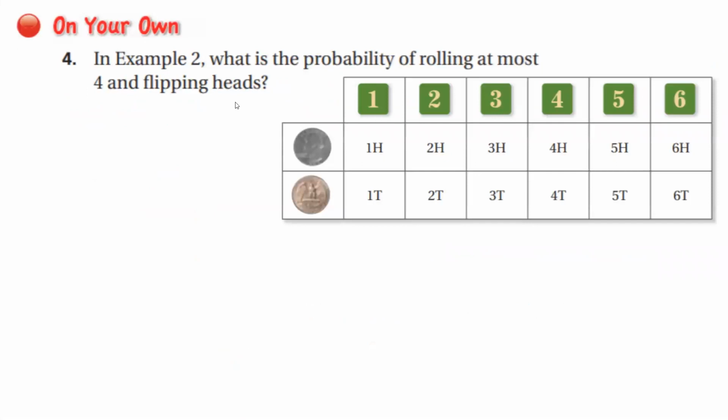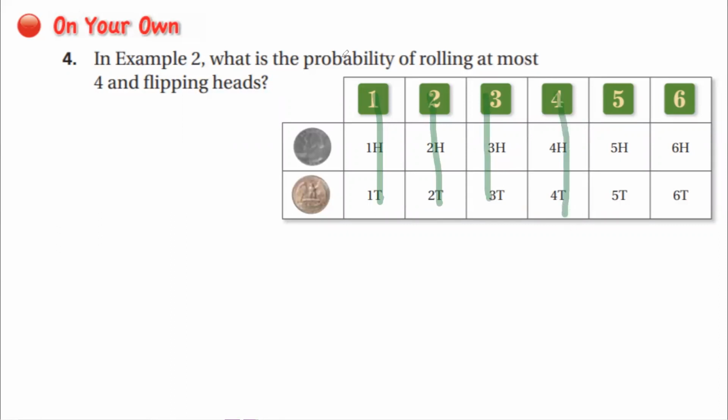Now I've got some problems for you to try. This is going to be on your own for the rest of this. In example 2, what is the probability of rolling at most a 4 and flipping heads? Just as a reminder, you are going to look at where they cross. Rolling at most 4. We want at most 4: 1, 2, 3. And at most means that 4 is included.